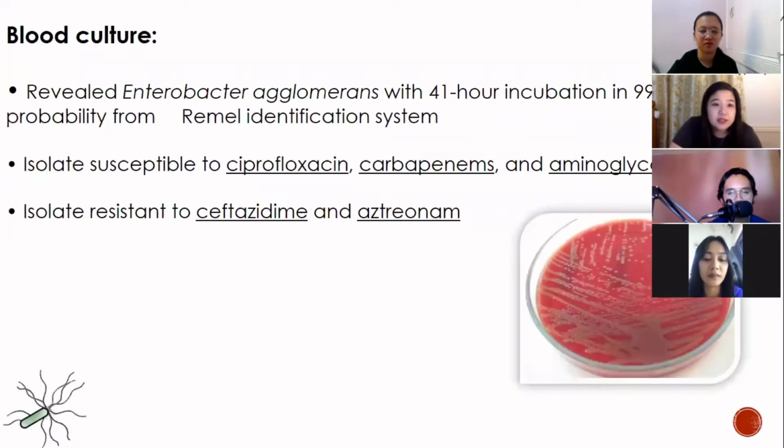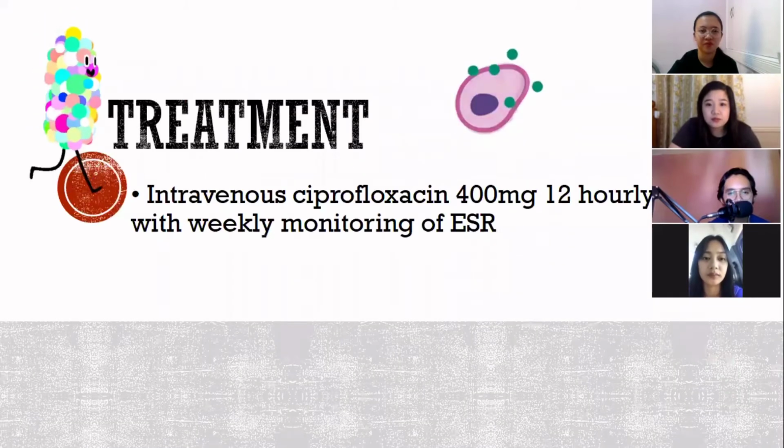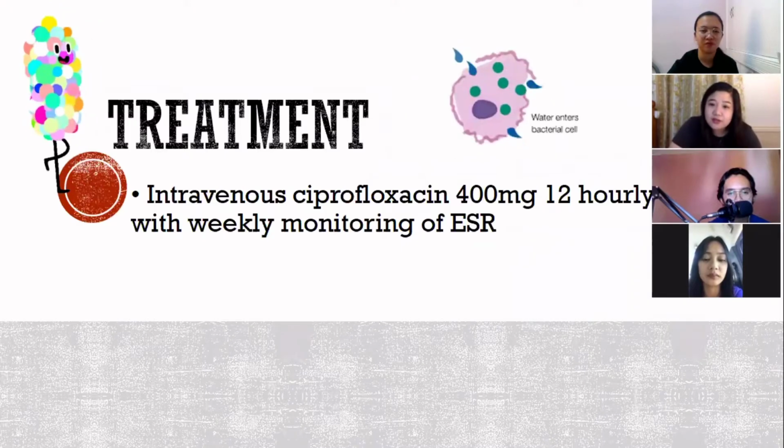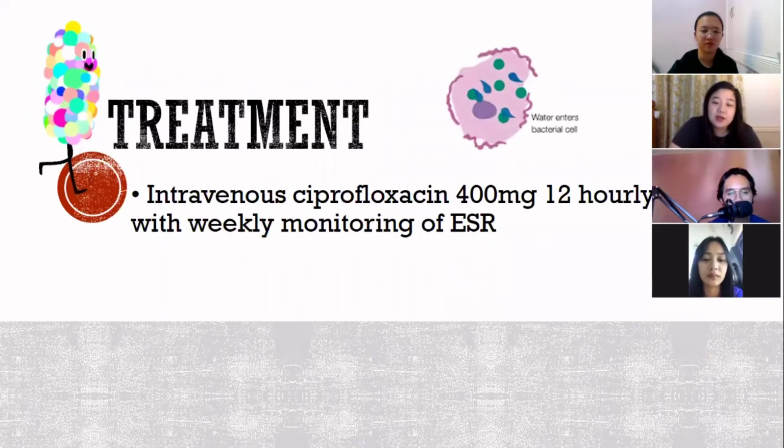For the blood culture, it revealed Enterobacter agglomerans with 41-hour incubation in 99.9% probability from the Ramel identification system. So the isolate was susceptible to ciprofloxacin, carbapenems, and aminoglycosides. And the isolate was resistant to ceftazidime and aztreonam. For the treatment, intravenous ciprofloxacin, 400 milligrams 12 hourly with weekly monitoring of ESR.